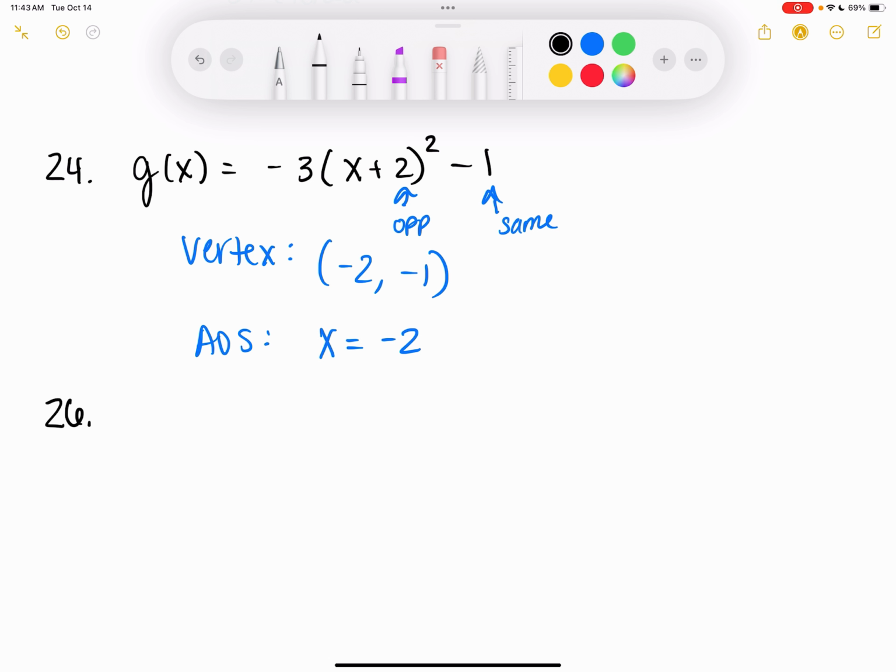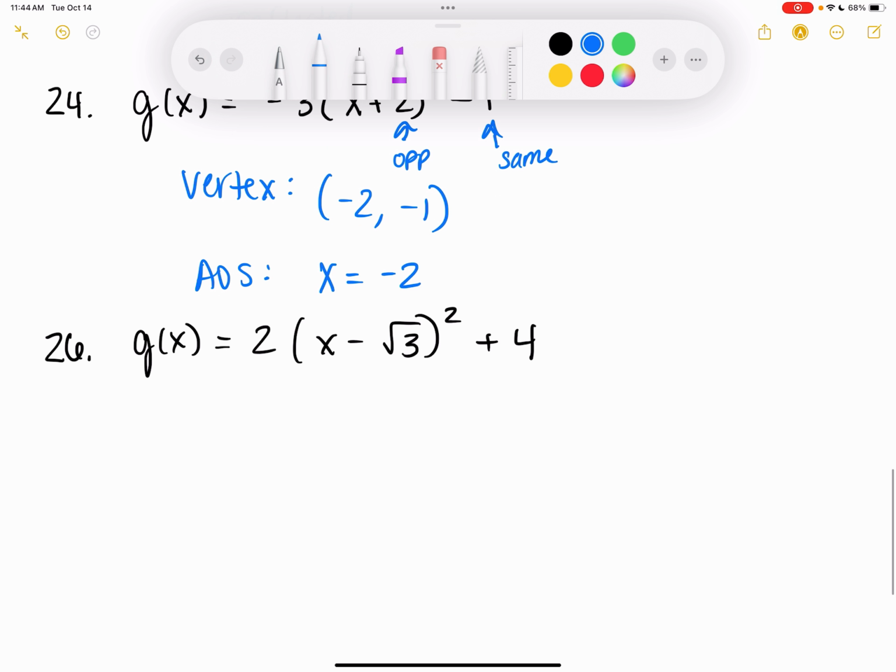g of x equals 2 times x minus the square root of 3 squared plus 4. Wait, isn't this not a polynomial because it's a radical? That has nothing to do with this problem. Is it a polynomial? Yes. The x isn't under a radical, because the square root of 3 is just a number. If x had a fractional exponent, that would be a radical, which is super rare.